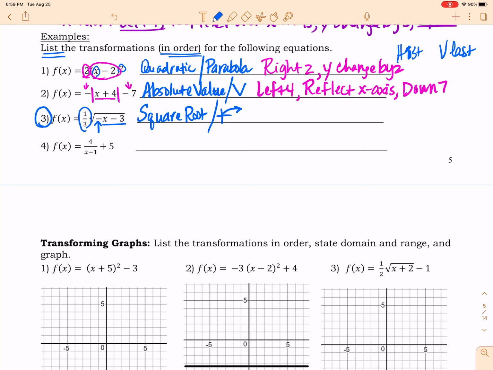That means that we have a shift to the right of 3. And that negative in front of the x means that since it's not outside of the square root symbol or the radical, that means it reflects over the y-axis. And then, of course, y changes by 1/3. So essentially what is going to happen here, let me show you.